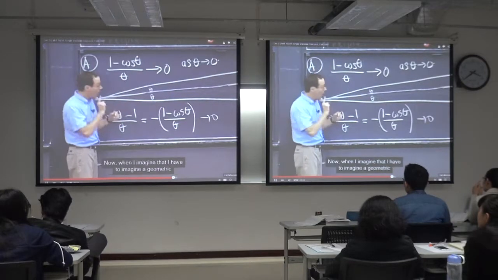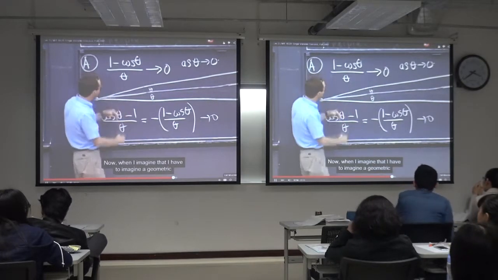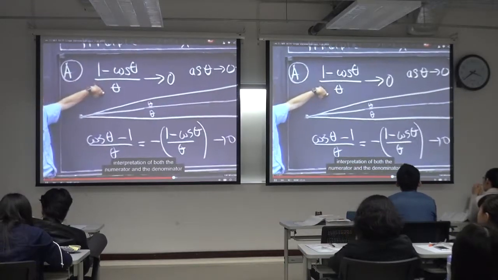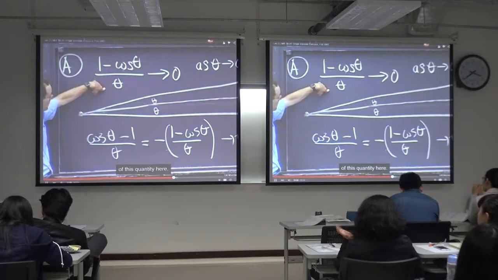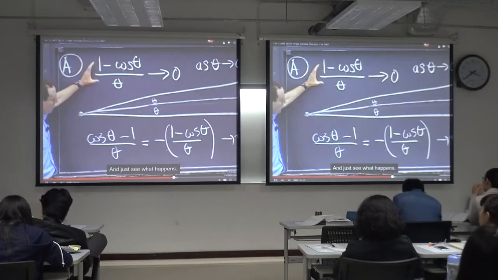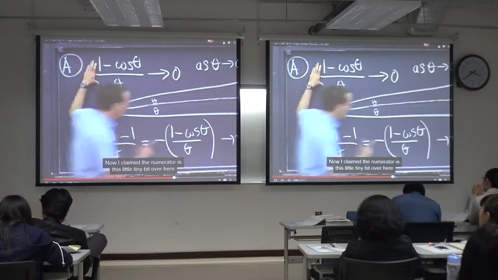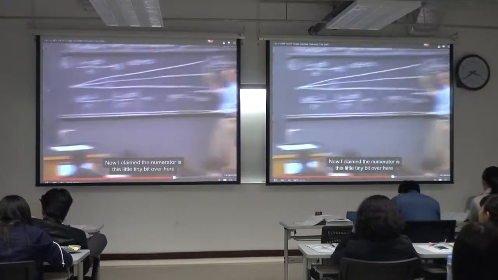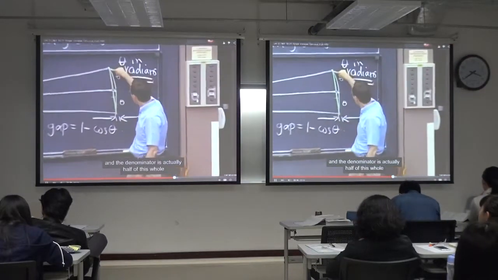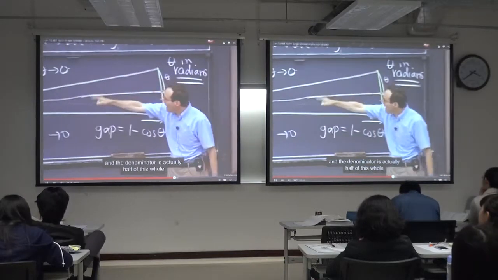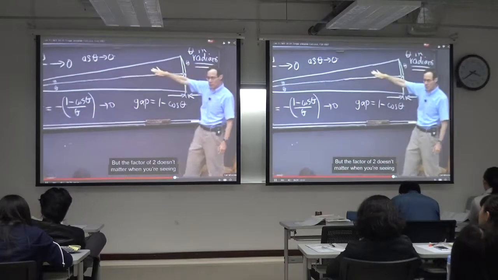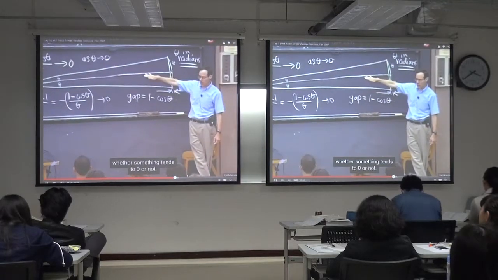Okay? Now, when I imagine that, I have to imagine a geometric interpretation of both the numerator and the denominator of this quantity theta. And just see what happens. Now, the numerator is this little tiny bit here, and the denominator is actually half of this whole length here. The factor of 2 doesn't matter when you're seeing whether something tends to 0.